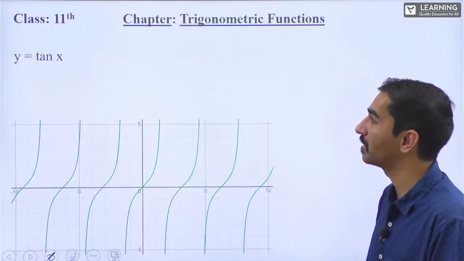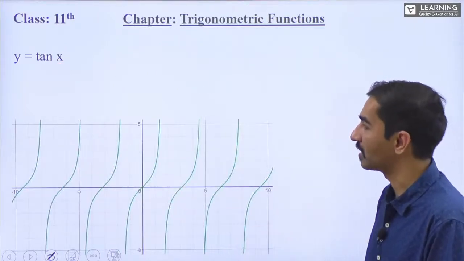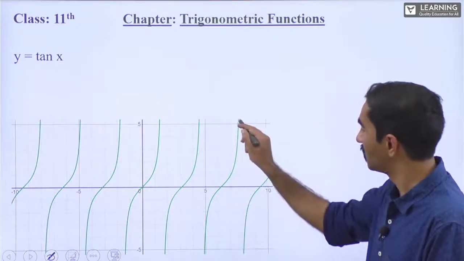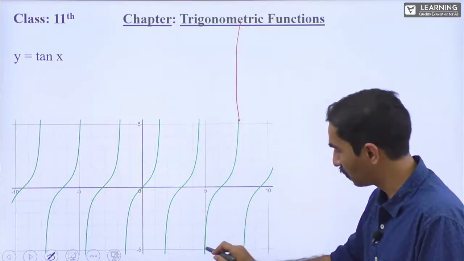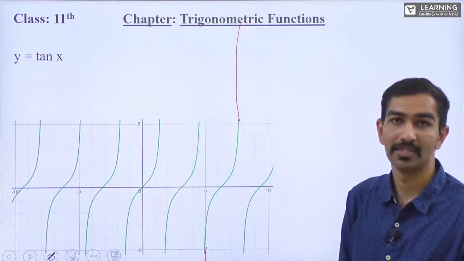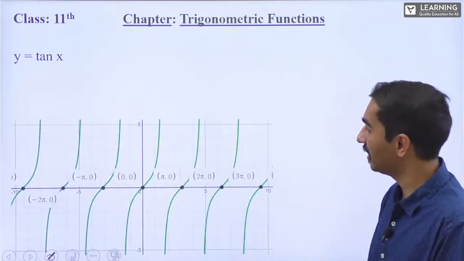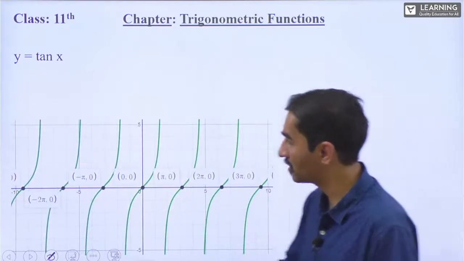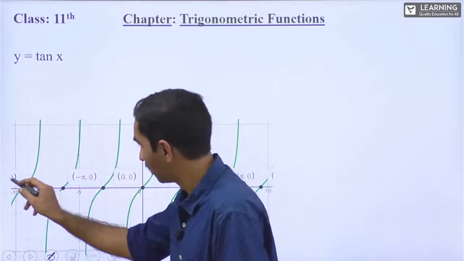Moving on to the third trigonometric function, y is equal to tan x. So this is our tan x graph. This is going infinitely up, and this is going infinitely down. Understanding? So we'll go to the next slide again. Here we have the values. So see this, that value is not present.